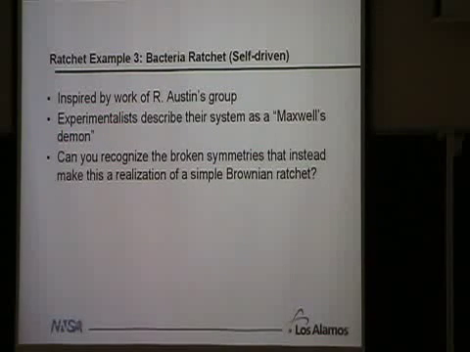And the way he sets it up, he describes their system as seemingly having a Maxwell's Demon effect. I think that was the title he used for his talk, Maxwell's Demon Bacteria. However, since this is a lecture course, as I show you this system, look for the broken symmetries that don't make this Maxwell's Demon. They actually make it a realization of a simple Brownian ratchet. And see how quickly you can understand why this is working.